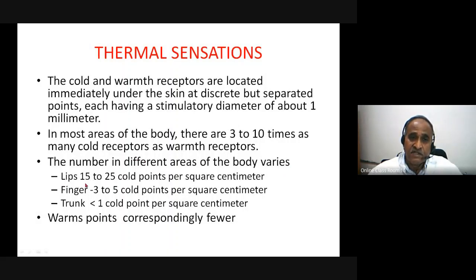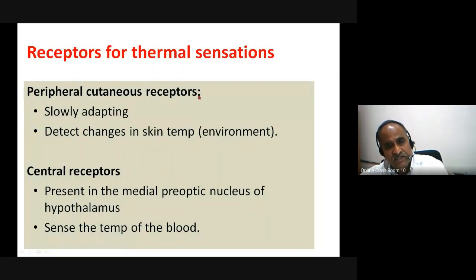In the lips, 15 to 25 cold points per square centimeter. In the tip of the finger, it's 3 to 5 cold points per square centimeter. In the trunk, either in the back or front, it is less than 1 cold point per square centimeter. So this is how it varies in different parts of the body. Correspondingly, the warm points are fewer, 3 to 10 times fewer than the cold points. The receptors for thermal sensations are peripheral cutaneous receptors and central receptors.